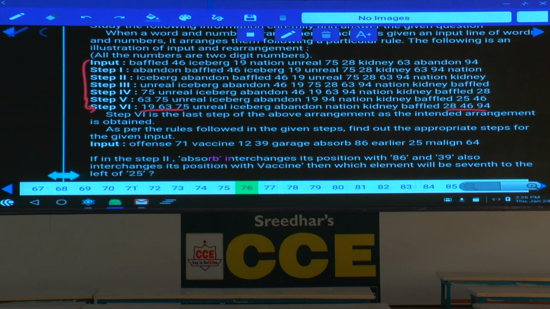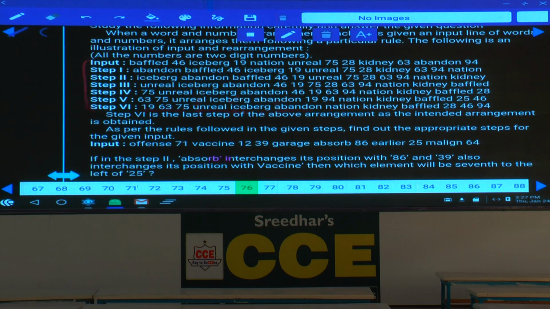Clear now? First three numbers odd numbers in ascending order, and last three numbers even numbers in the ascending order, isn't it? 28, 46 and 94 are the even numbers, they are arranged in the ascending order. Then coming to these words, unreal, iceberg and abandoned. Now it started with unreal, whereas they were not in the descending order, isn't it? But it started with U, this is I, this is A. What are these three? These three are vowels. And the words which started with the vowels are arranged in the descending order, followed by the words which started with the consonants in the descending order. Numbers in the ascending order, words in the descending order, first vowels followed by the consonants.